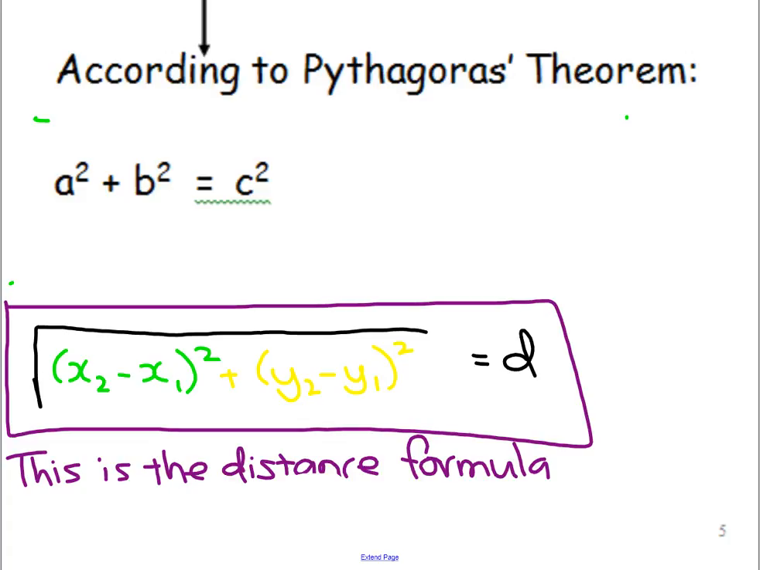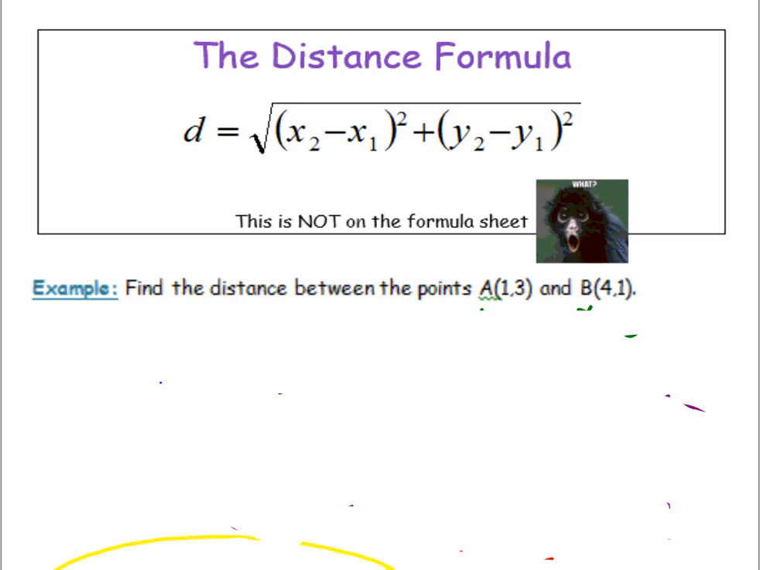Okay, so let's try applying it. D equals square root, again, x2 minus x1 all squared, plus y2 minus y1 all squared. So notice it's just the sum of the squares. If ever you forget it, remember this is not on the formula sheet, unfortunately. You've got all those geometrical and trigonometric formulas on your formula sheet in the exam, plus the quadratic formula, but you don't have this, you have to know this one.